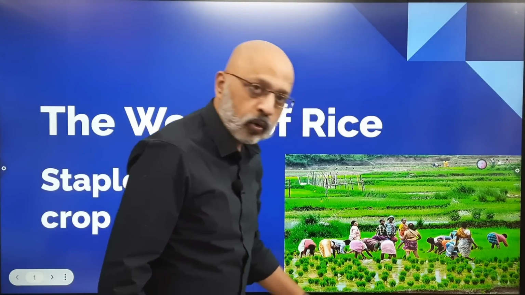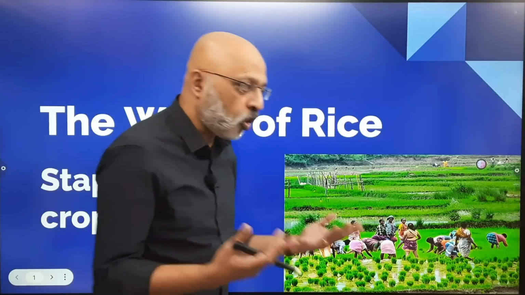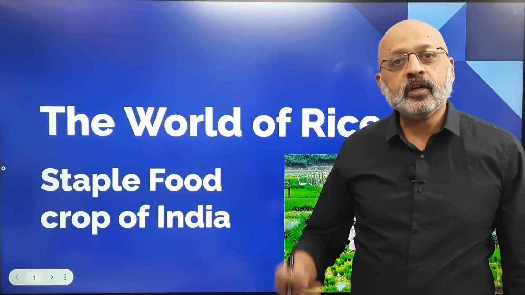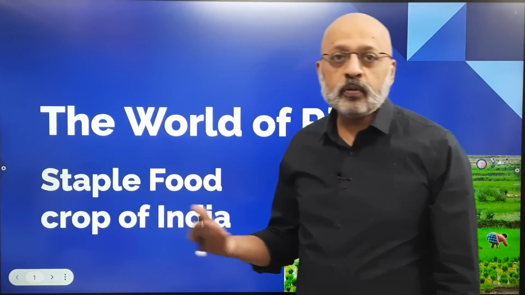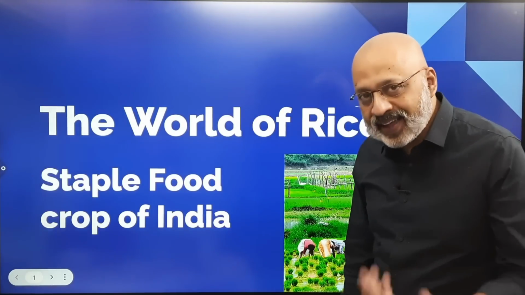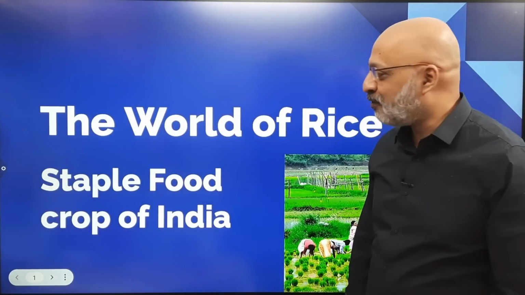So this is how a paddy field looks, and I would strongly urge each one of you, if you get the opportunity, please go anywhere on the outskirts of your city, and I'm sure you would be able to find a paddy field. Get into the field, get your hands and feet dirty.